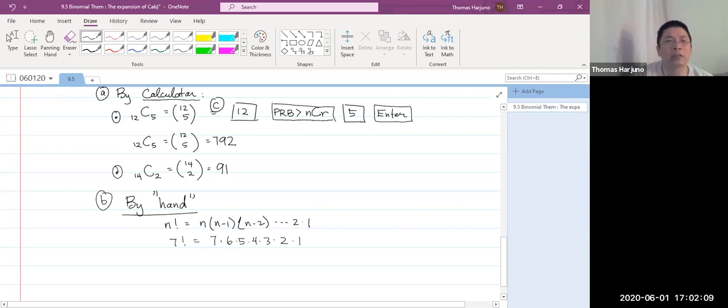By the way, you can also do this by calculator. You press 7, and then you go to PRB, exclamation mark, and then you press enter for TI-30. What happens if I use a different calculator? Then you find out using that different calculator.